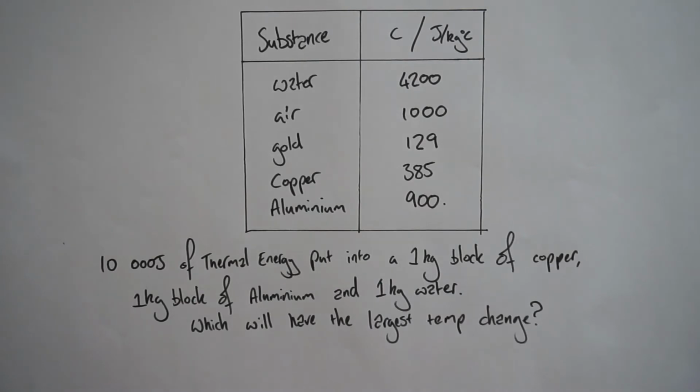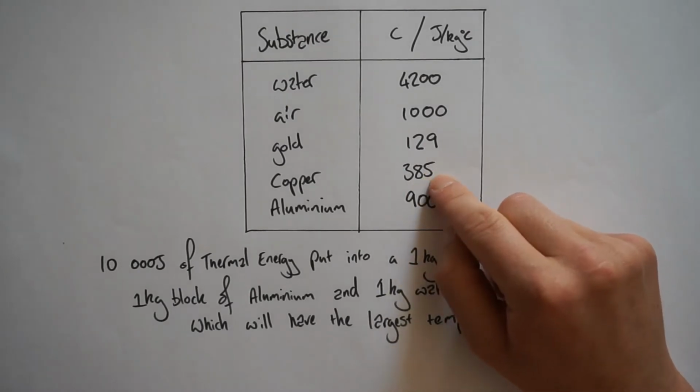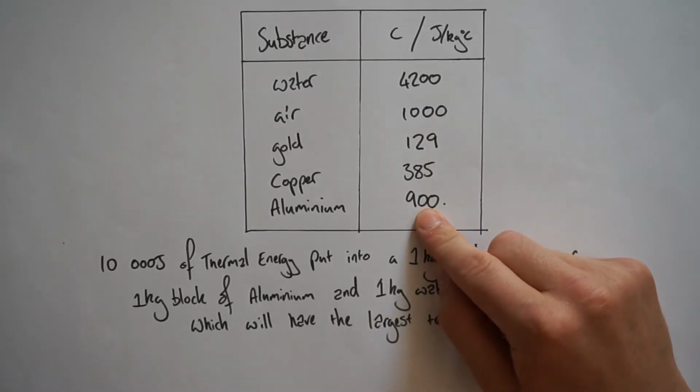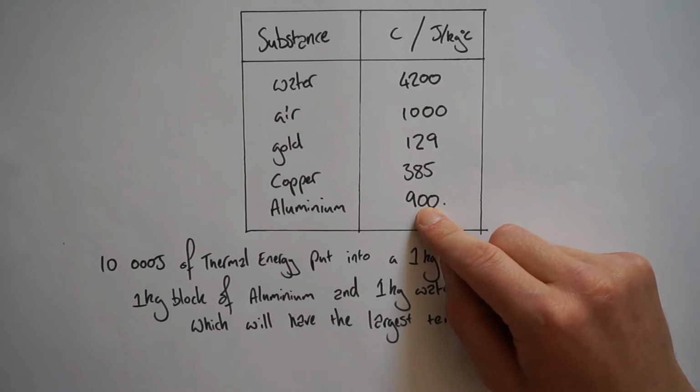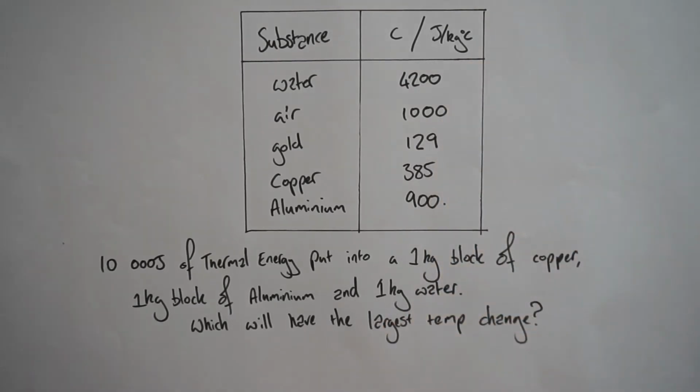This is a good opportunity to look at some various values of specific heat capacity. The ones to highlight are copper, which is 385, and aluminium, which is 900. These are the two that seem to crop up in exam questions, and they're most likely to be the metals that you have in your schools to use in a practical. Both of these have very low values of specific heat capacity compared to water, and it's a good opportunity here to do a think, pair, share with your students.